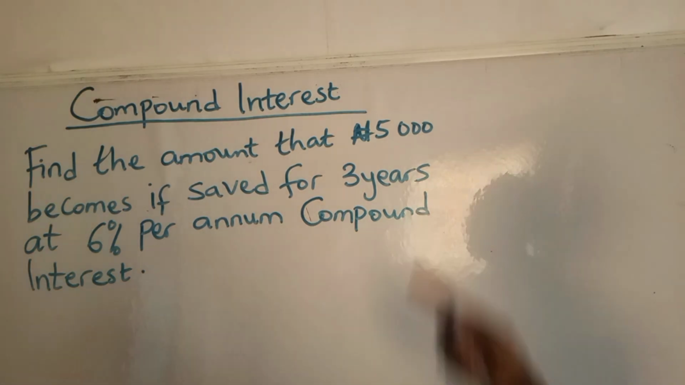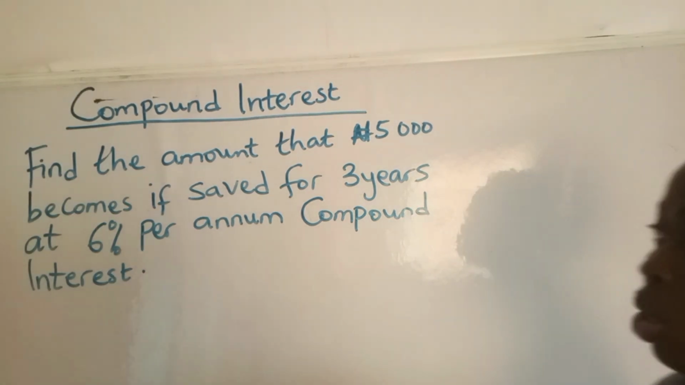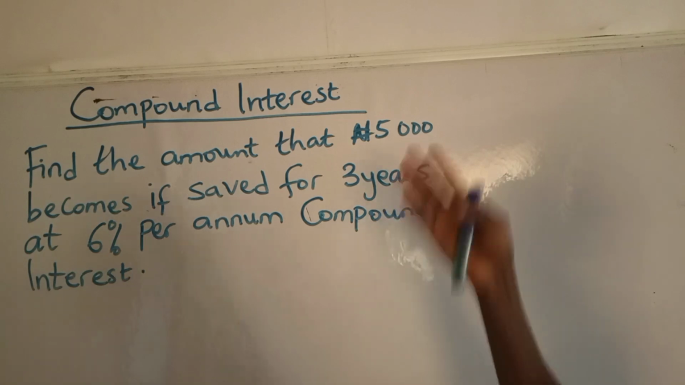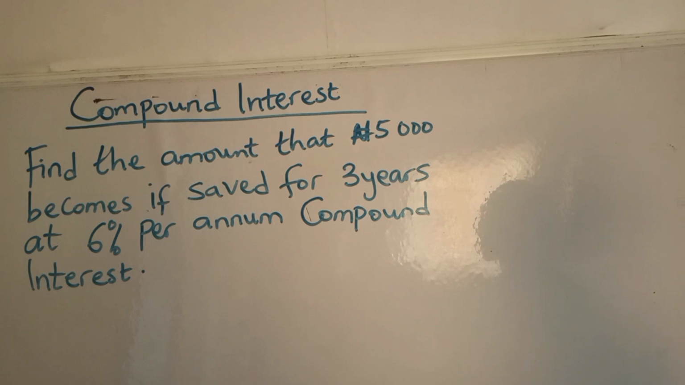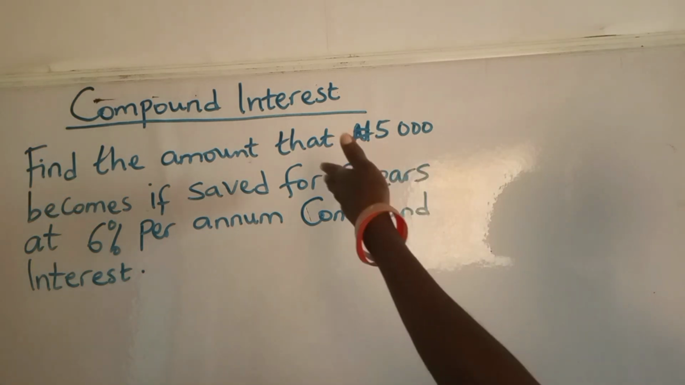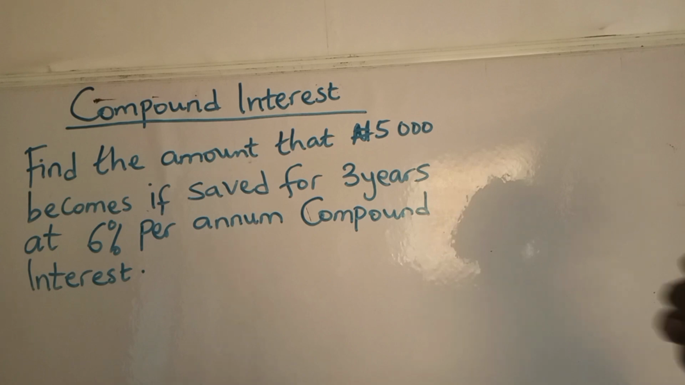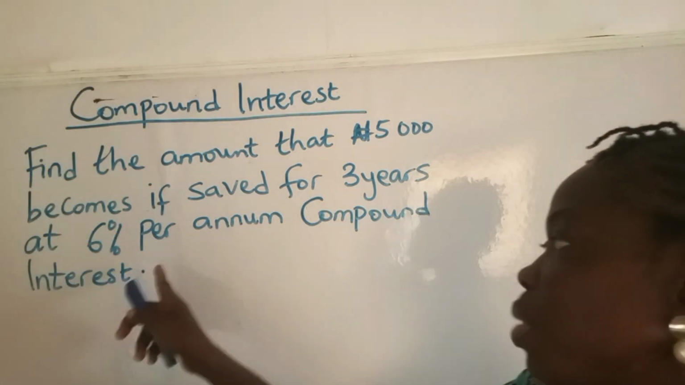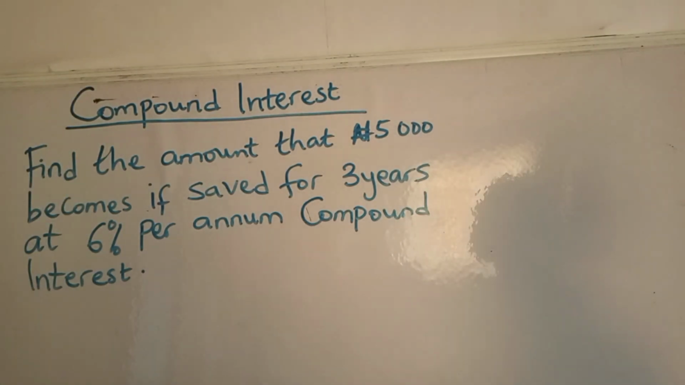We want to find compound interest on saved money. We found the compound interest on borrowed money because we use compound interest to calculate both saved or borrowed money. Now, how do we solve this? Find the amount that 5,000 becomes if saved for 3 years at 6% per annum compound interest.